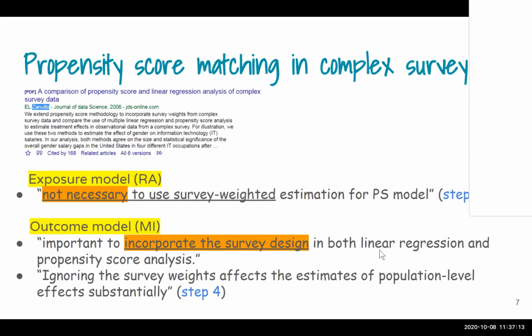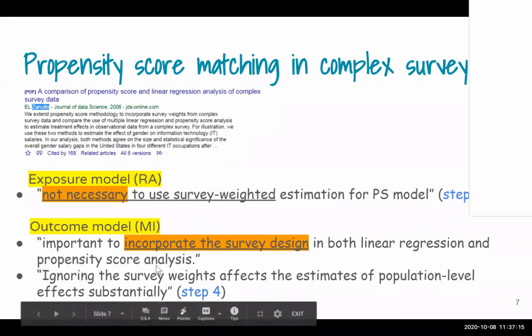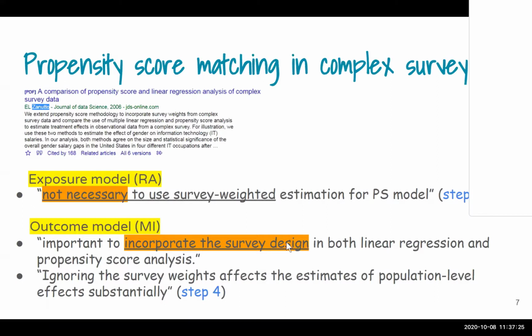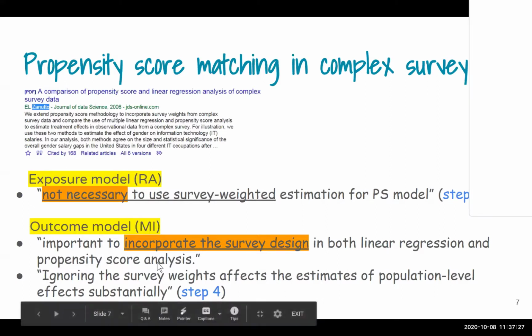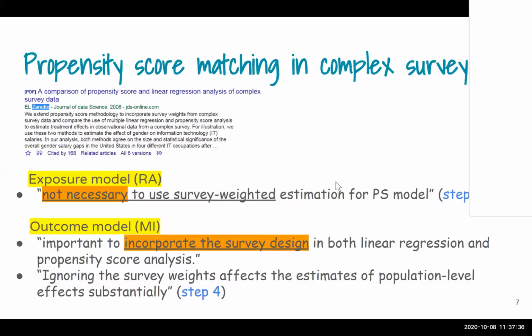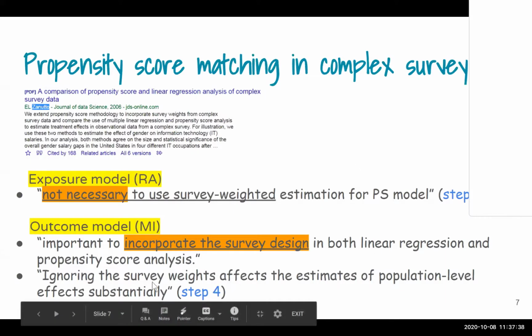And when she's talking about linear regression and propensity score analysis, she means that we need to incorporate these survey designs in the outcome analysis, even if we do regression or if we do propensity score analysis in step 4. In both of these cases, we need to incorporate the survey designs, all of the features that we have. And if we ignore the survey weights, then we will not have any population level effect anymore. So that is what she suggested.